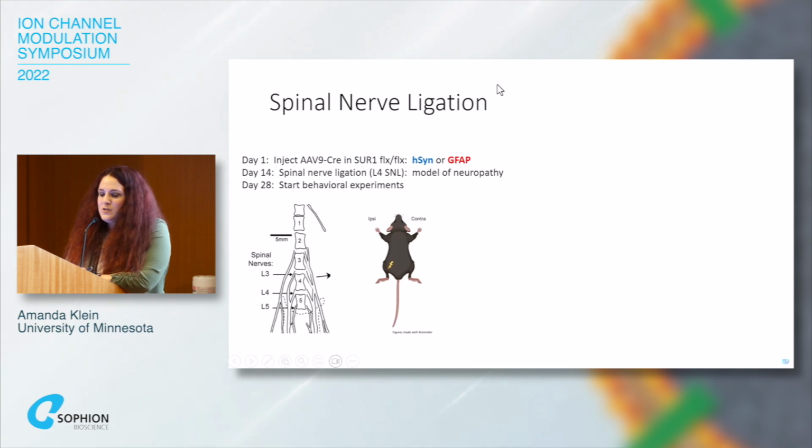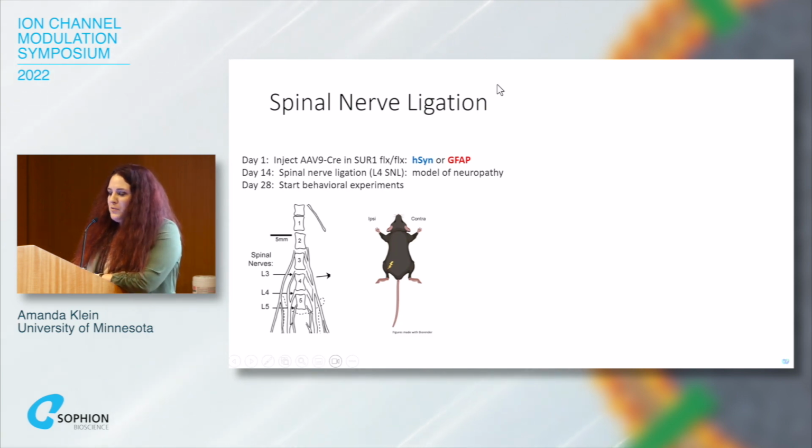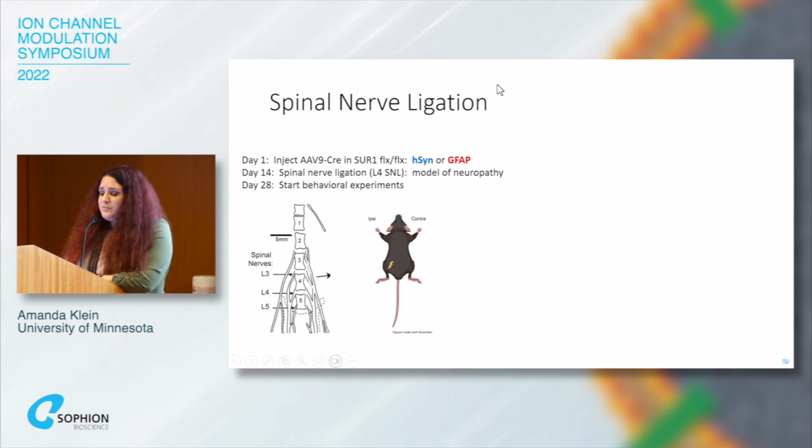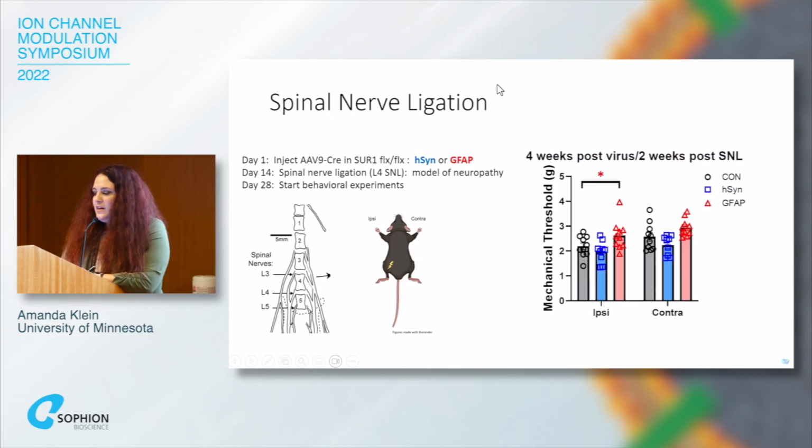The first model that we used is a spinal nerve ligation model. I mentioned this model briefly earlier. Largely, it involves ligating or cutting the L4 spinal nerve. It's a model of neuropathy, maybe similar to sciatica, for example, for the non-pain people in the room. We did the same strategy where we injected viral vectors encoding either the neuronal promoter or the GFAP promoter to lose expression of SIR1. We tested this at a few different time points, and this is the data from 2 weeks after spinal nerve ligation.